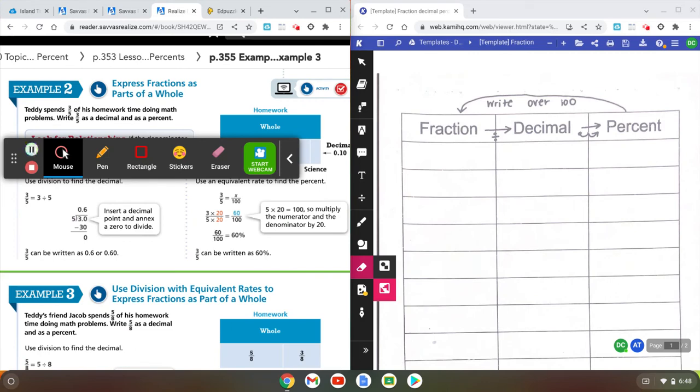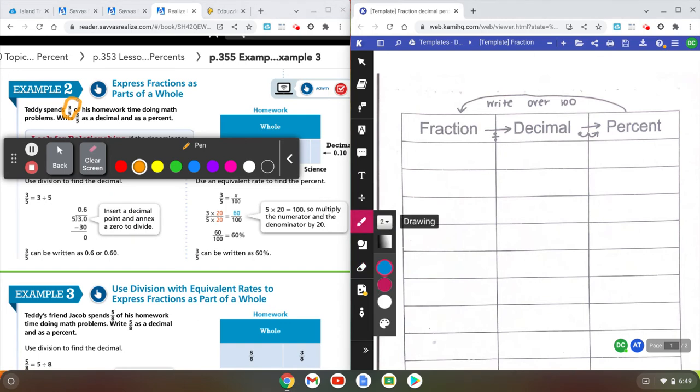Example 2 says, express fractions as parts of a whole. So Teddy spends 3/5 of his homework time doing math problems. Write 3/5 as a decimal and as a percent. Okay, so 3/5. Will we be writing 3/5 as a fraction, a decimal, or a percent? 3/5, right? Looks like that. So 3/5 is a fraction. So we're going to be starting in our fraction box, 3/5.